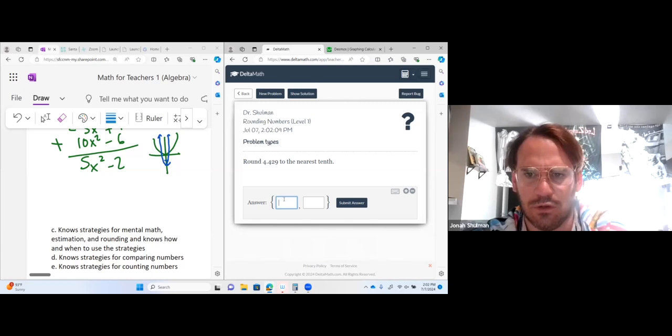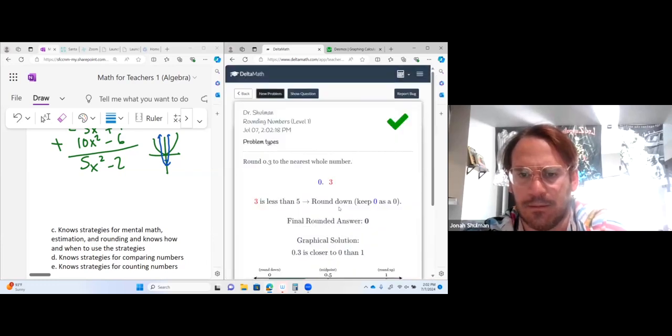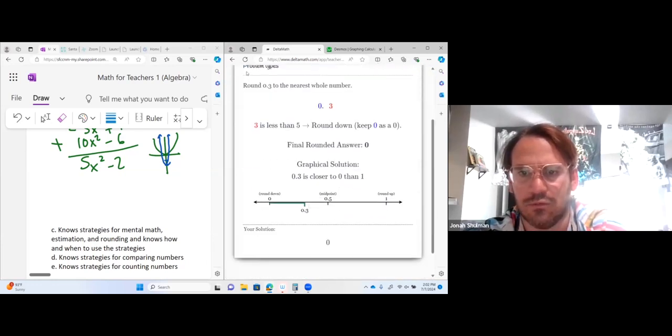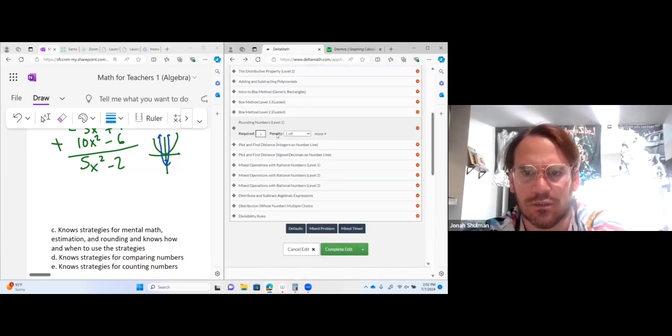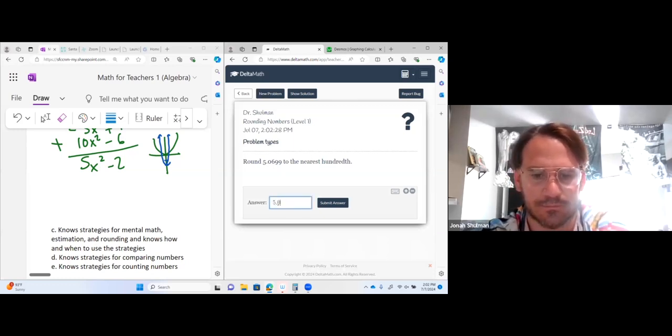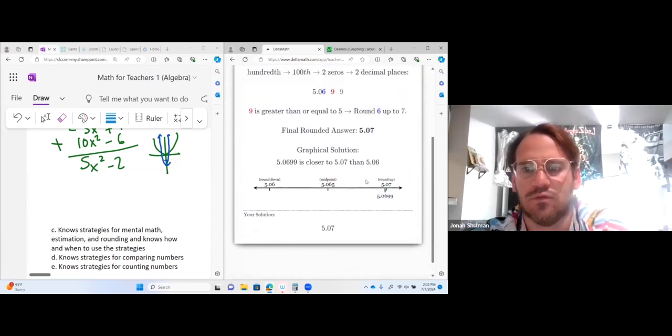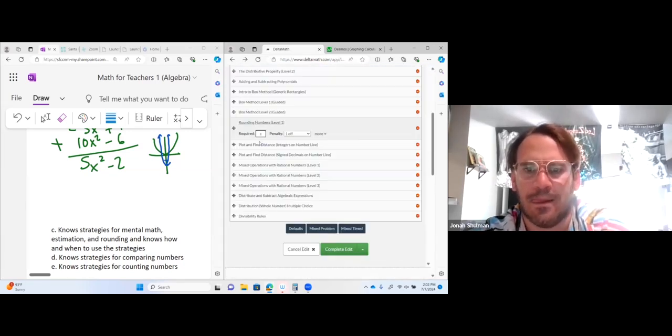Whoa, why did it look all weird? All right. So the nearest whole number is 0, because it's more here, there's the midpoint is 5. Great rounding. Let's do one more to the nearest 100th. So that's here. So it's 5.06. Ta-da! Cool.